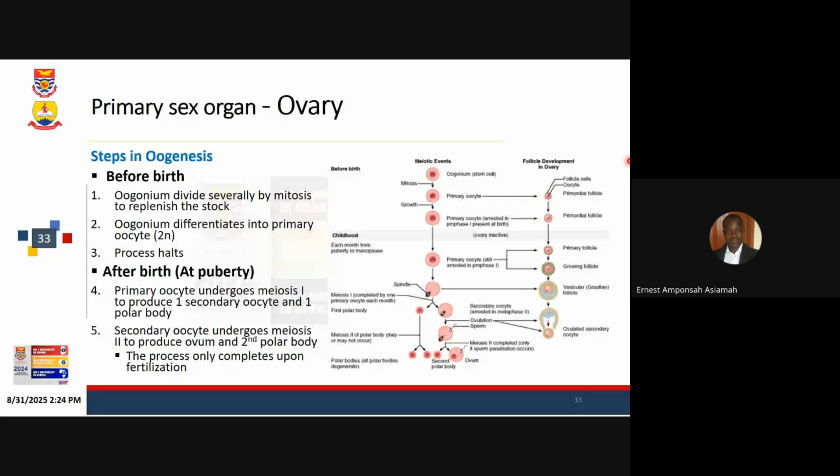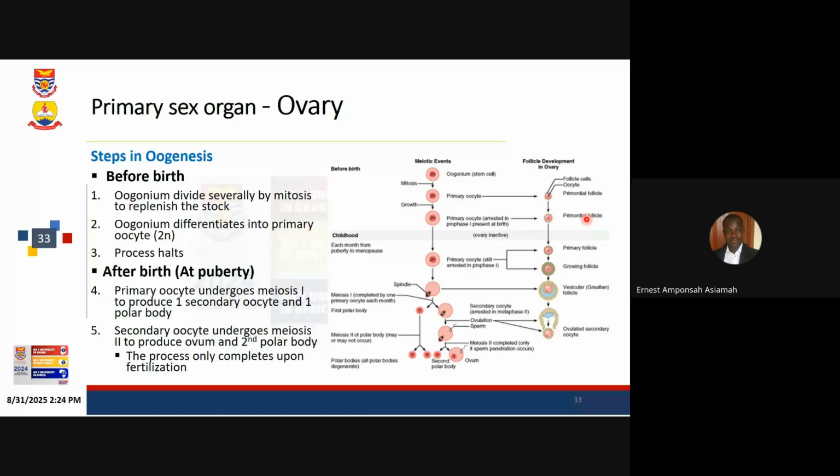We have, for example, the primordial follicle. By the time a baby girl is born, the ovary will be made up of primordial follicles. At that stage, we have the primary oocyte, but we also have the follicle cells occurring alongside it. When we look under the microscope, those cells have a different appearance. They have a different shape.